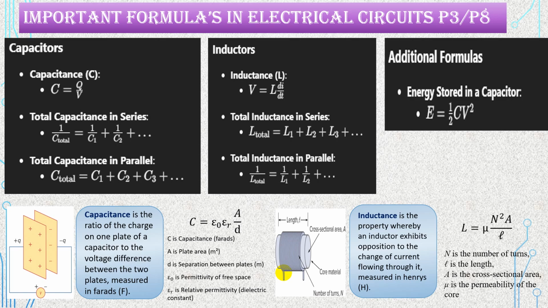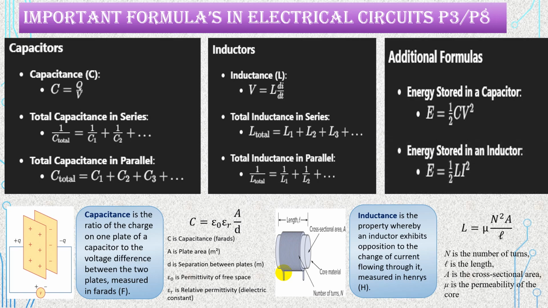But in inductance it is slightly different. So E is equal to half CV square, and E is equal to half Li square. Generally remember, capacitance means charge, charge means voltage. Inductance means magnetic field, magnetic field means current. So inductance always goes with the current, capacitance goes with the voltage.